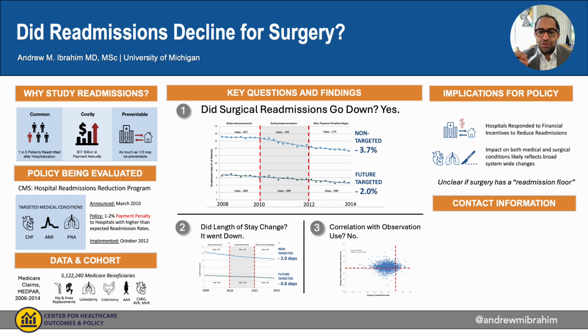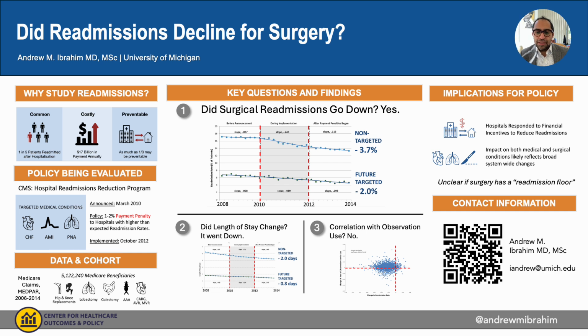First strategy is when you do your conclusion or implications, I state a couple things that are pretty summative of the study so far. Hospitals responded to financial incentive to reduce readmissions. But then I also add something that's a little more open-ended. It's unclear if surgery has a readmission floor. Now, somebody may lean in and say, Andrew, I don't know what you mean about that. And that's great, because that invites a conversation and allows me to talk more about the work and engage someone in the poster.